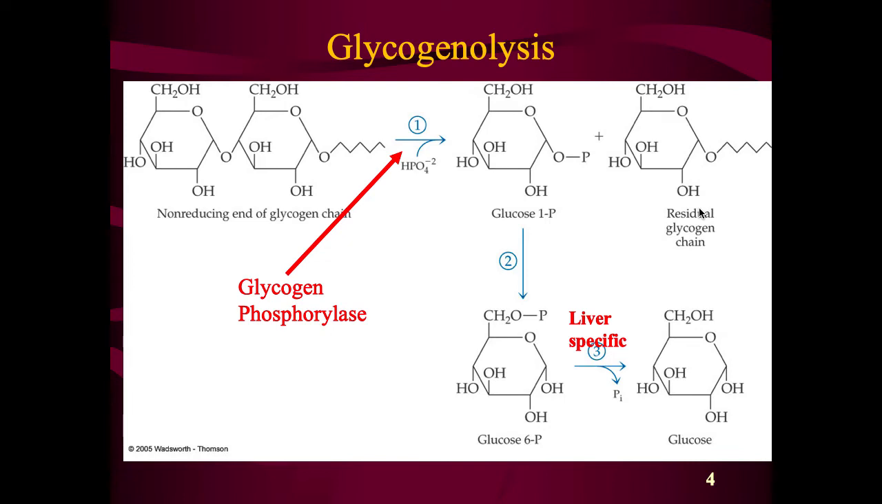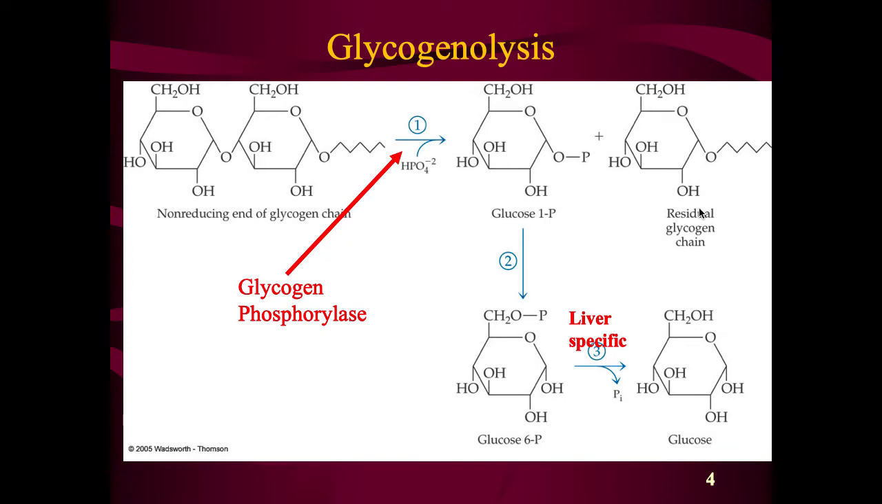This is a covalent bond. In order to break it, you've got to add electrons. Where do the electrons come from? Phosphate. So the enzyme uses inorganic phosphate, takes those electrons and puts it here so that this glycosidic bond is broken by adding a phosphate to this oxygen. So you end up with a phosphate right here.